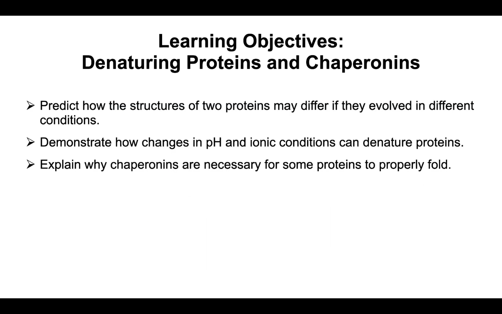All right, so make sure you watch this video again. Make sure you review it and are able to predict how the structure of two proteins may differ if they evolved in different conditions. Make sure that you can demonstrate how change in pH and ionic conditions can denature proteins, and be able to explain why chaperonins are necessary for some proteins to properly fold.